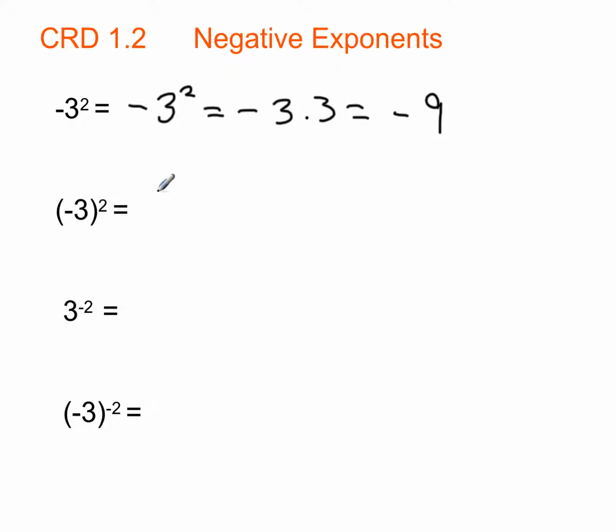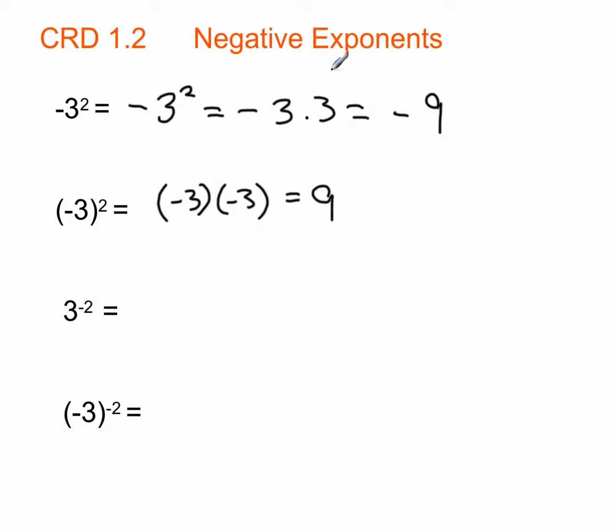This one here is a little bit different. The parentheses are squared, so that means the base is negative 3 in parentheses. It's negative 3 times negative 3, which is actually a positive 9. That's a very important distinction to make because it will be the difference between getting a question correct or incorrect.